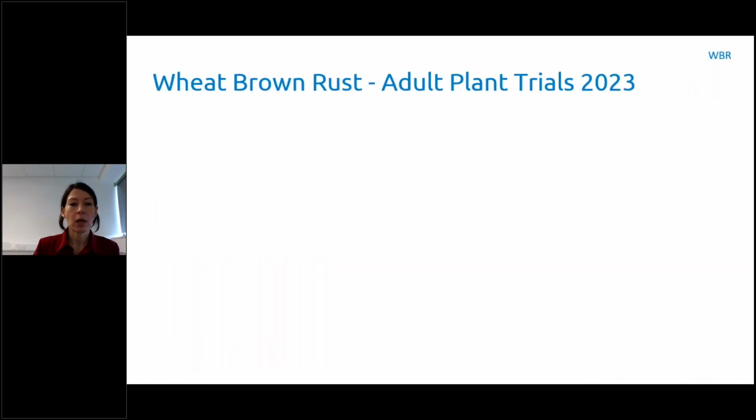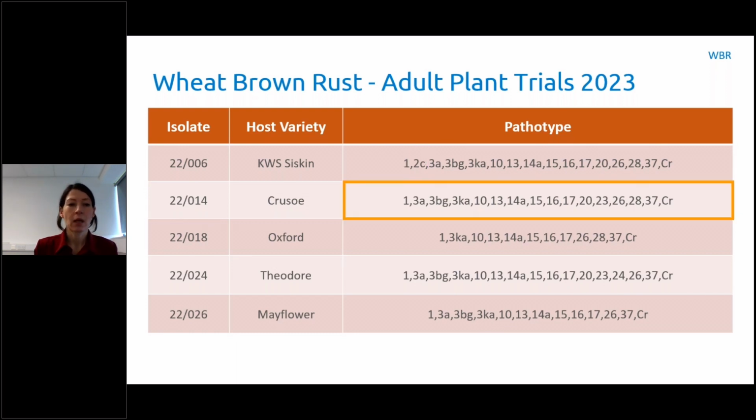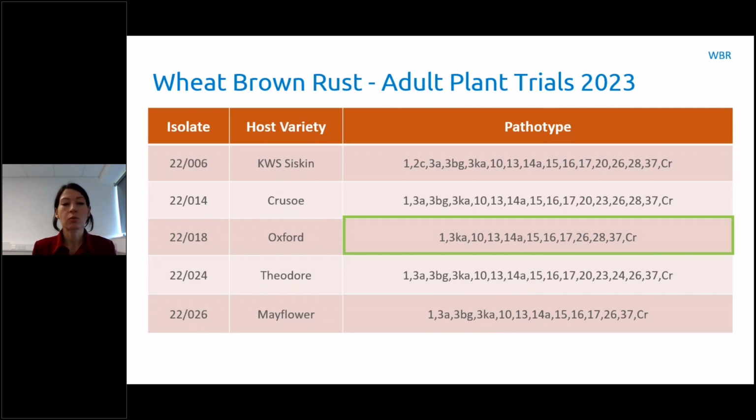So just to look at the isolates that we've chosen for this year's adult plant trials, we've chosen 22006 from Siskin, and that's the pathotype that had LR2C. We chose this one, 22014 from Crusoe, and that one was chosen because it was a new pathotype in 2022. We chose this one, 2218 from Oxford, and that one was chosen because it was the second most common pathotype.